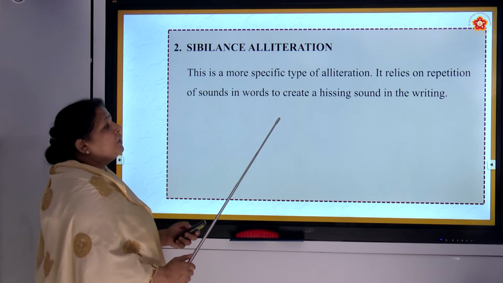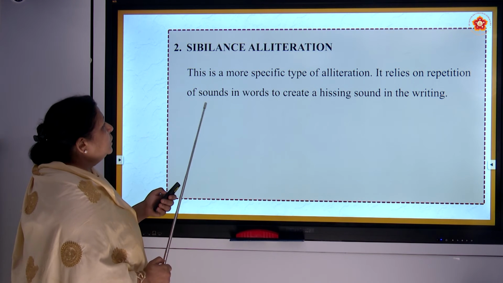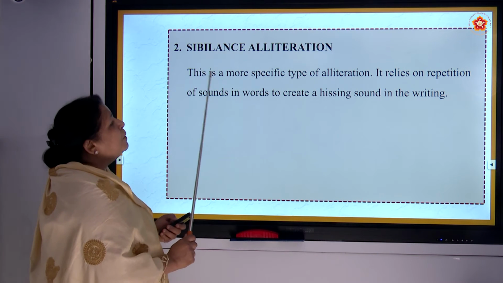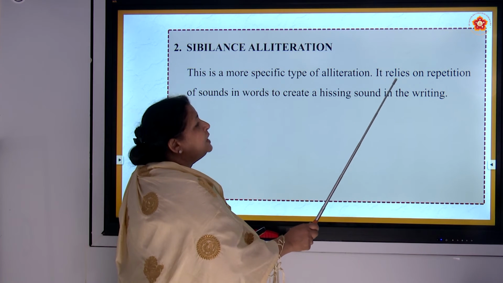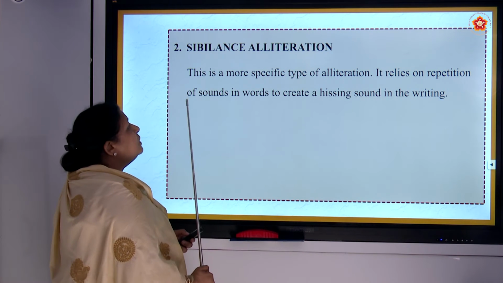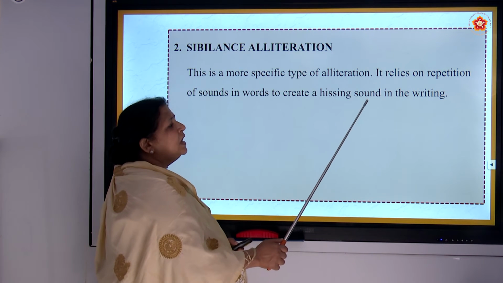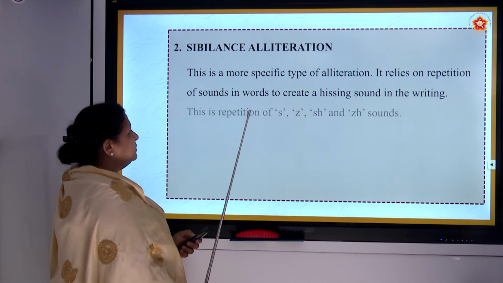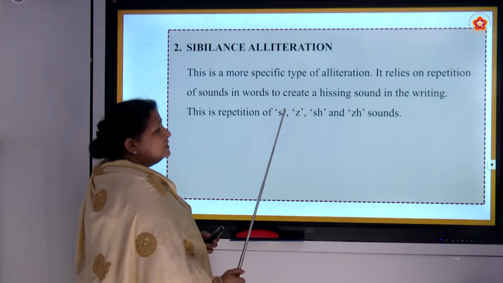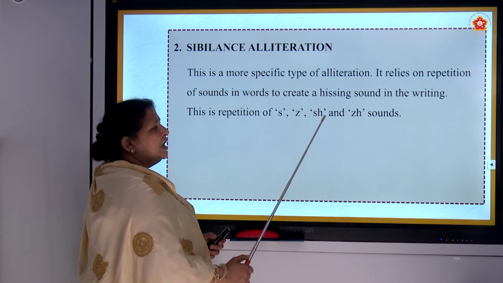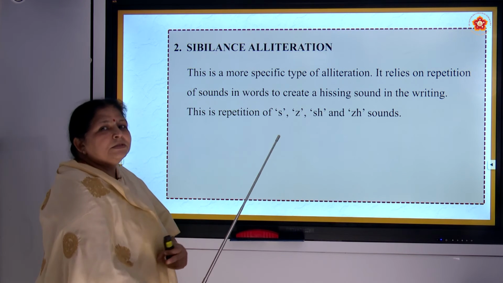Now see, this is very tongue twisting and you have to be very careful. Okay, so let us read again. This is a more specific type of alliteration. It relies on repetition of sounds in words to create a hissing sound in the writing. Now, this is repetition of S, Z, SH and ZH sounds. Yes, it is very tongue twisting, right?